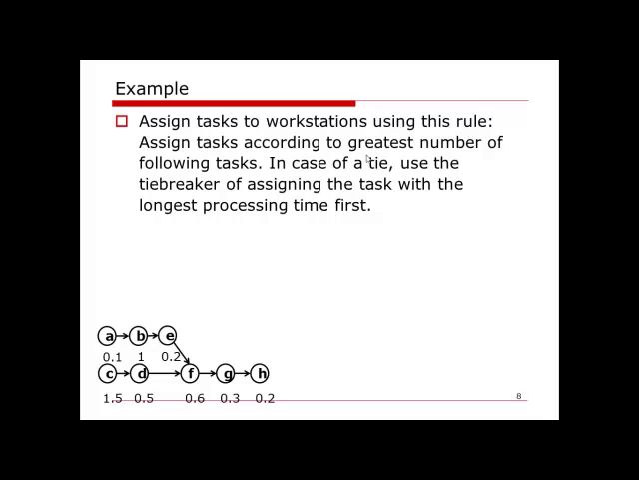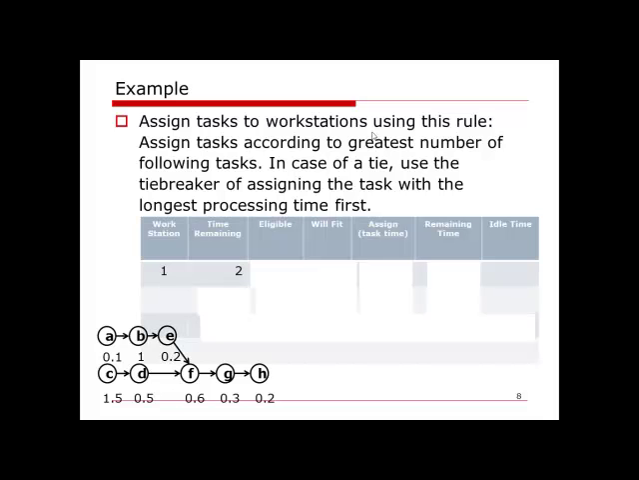Now we are required to assign tasks to workstations using this rule. So assign tasks according to greatest number of following tasks. In case of a tie, use the tiebreaker of assigning the task with the longest processing time first. So we construct the table. This table has multiple columns, generally 7 columns. We'll explain them one by one.